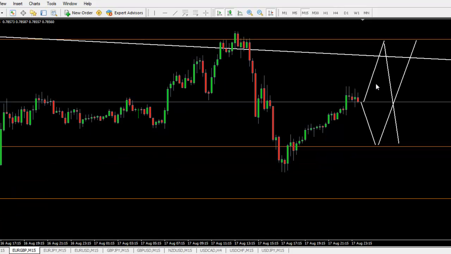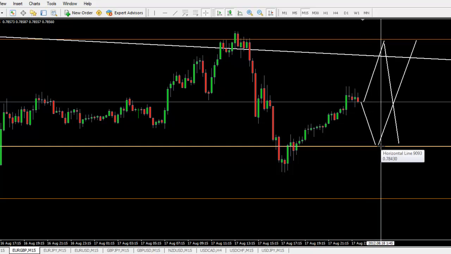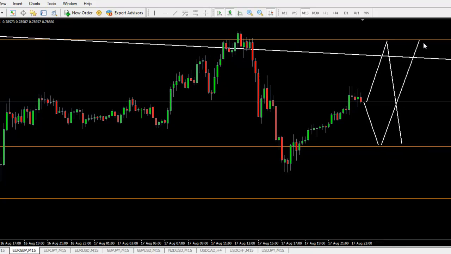We bounced off of that, and it looks like we're trying to push back up. So if I go back to the 15-minute chart, what could happen? You can see price came back down, passed through this, and then came back up. We could see price move back down to this area, looks like 78.43, and then we could see it move back up to the upper side of the channel, or even up to this area of resistance, 78.74.